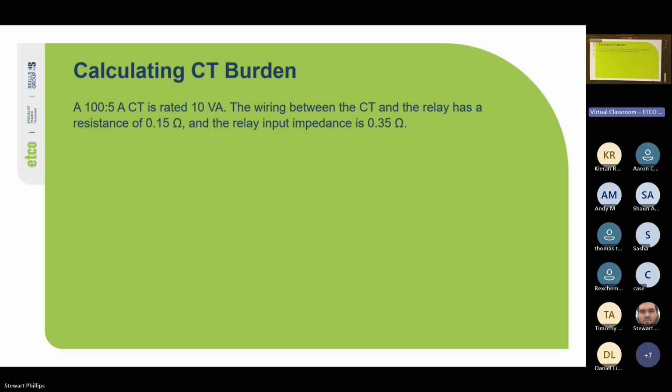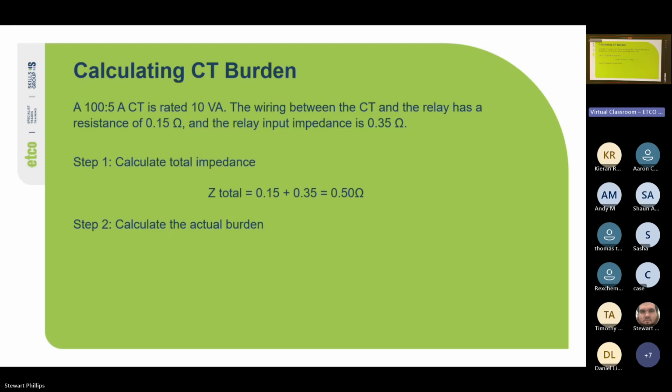So we have a 100 to 5 amp CT rated at 10 VA. The wiring between the CT and the relay has a resistance of 0.15 ohms and the relay input impedance is 0.35 ohms. So first we calculate the total impedance. Z total is equal to 0.15, because that's the wiring between the CT and the relay, and then we have 0.35, which is our input impedance, which gives us a result of 0.5 ohms.